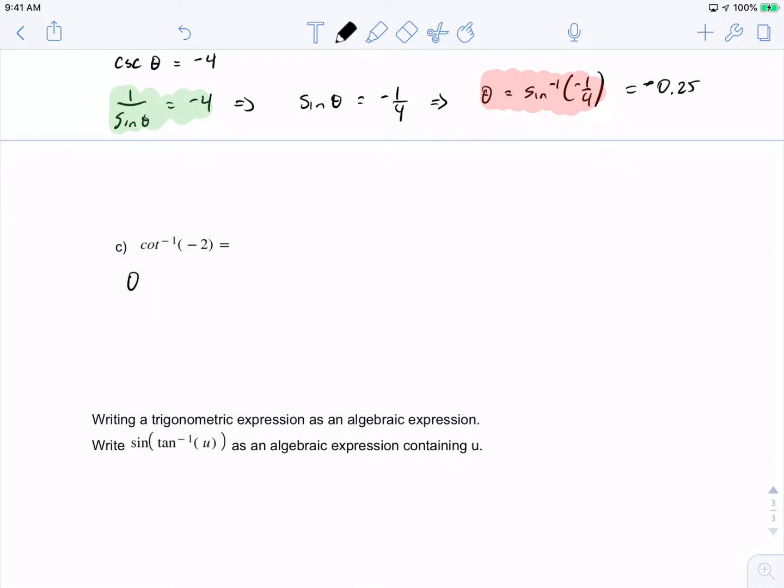Cotangent. We'll let theta be cotangent inverse of -2. Then cotangent of theta is going to be equal to -2, and let's remember the restriction here puts us between 0 and pi, so we're in the first or second quadrant. And if we remember, cotangent theta is equal to x over y. So this really is -2 over 1.